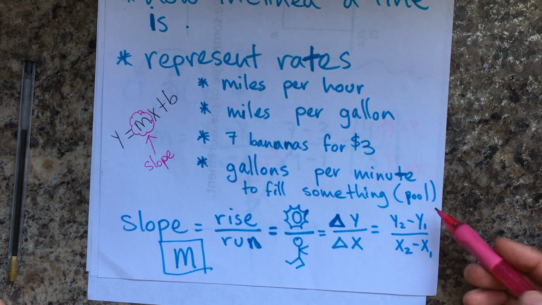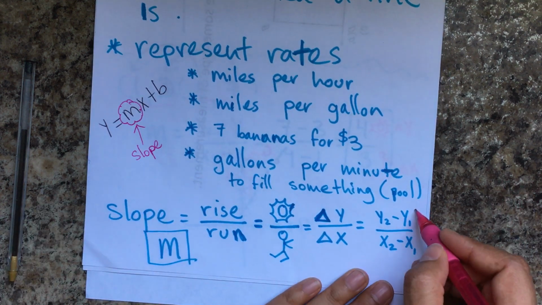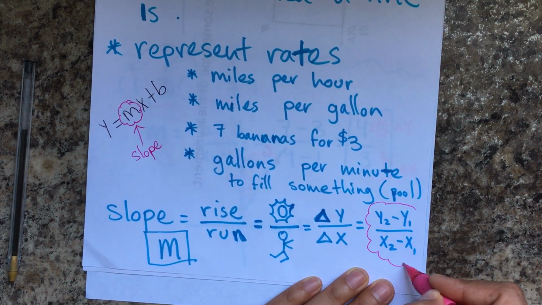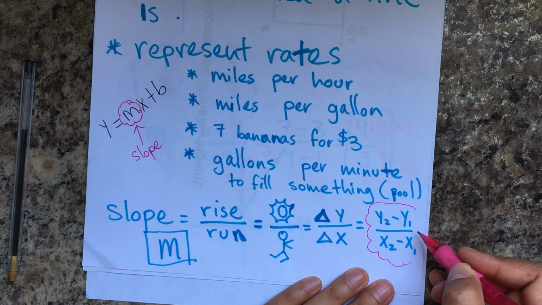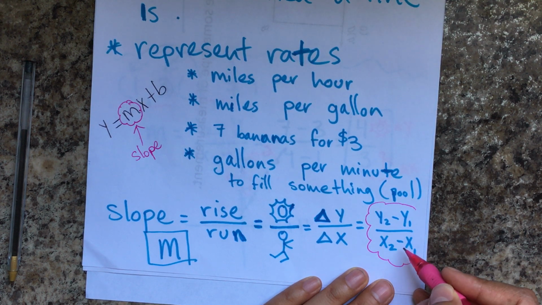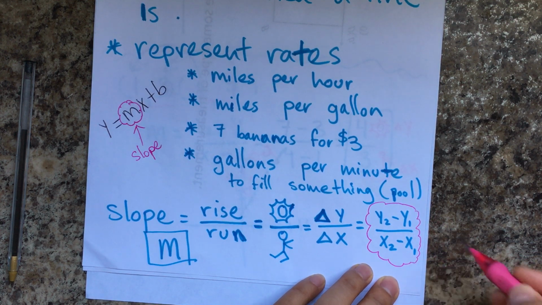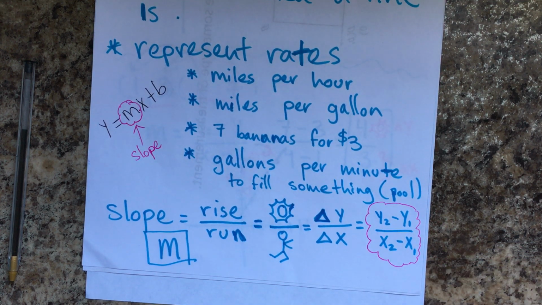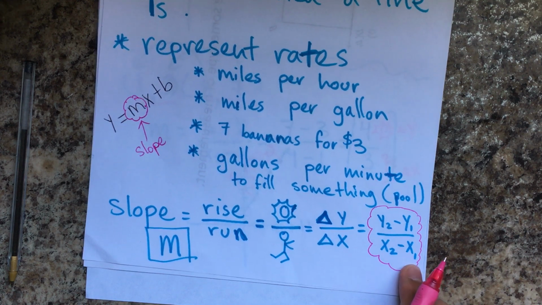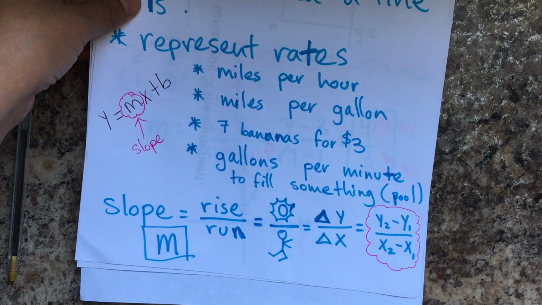And finally, the formula, and this is what we're going to be using. The formula is y2 minus y1 over x2 minus x1. Okay, so that's what we're going to be using to find the slope of the different points that we get in here. Okay, so let's start.